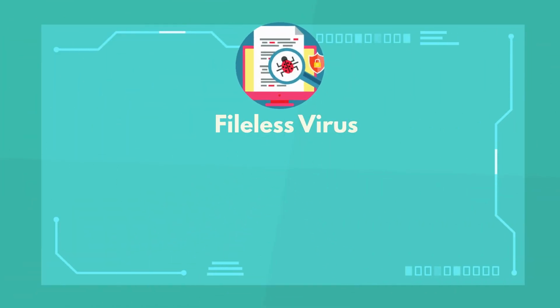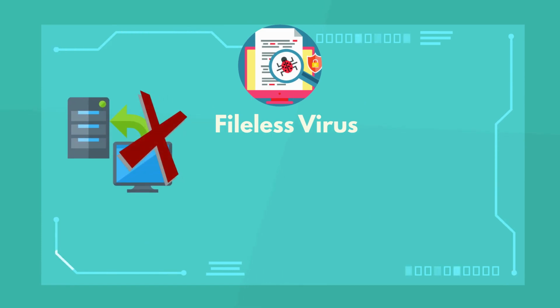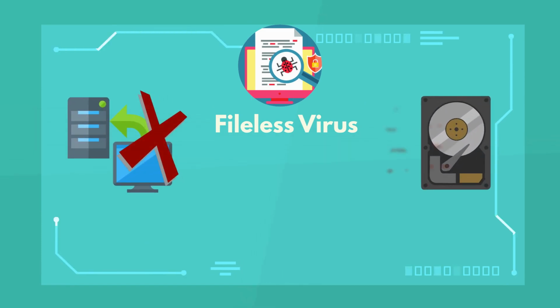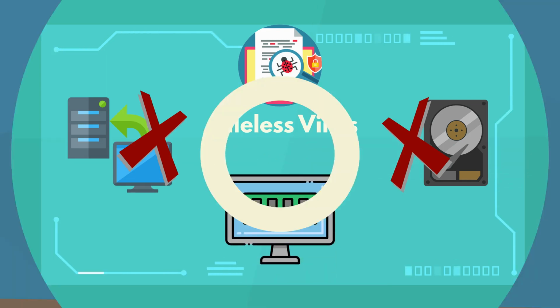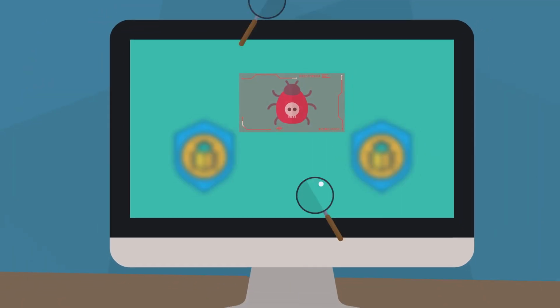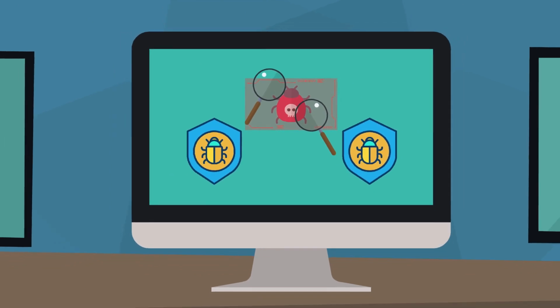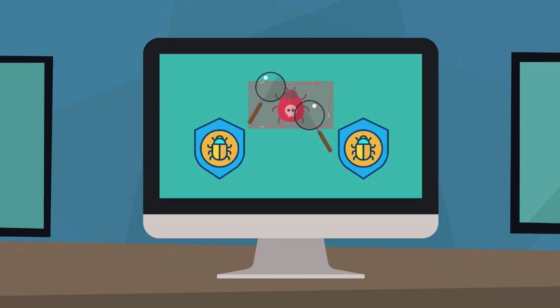A fileless virus is a unique type of virus because it does not install itself onto the file system or hard drive, but instead into the computer's memory. This allows the virus to stay hidden from certain antiviruses, since it is operating in memory and nothing is installed on the hard drive.